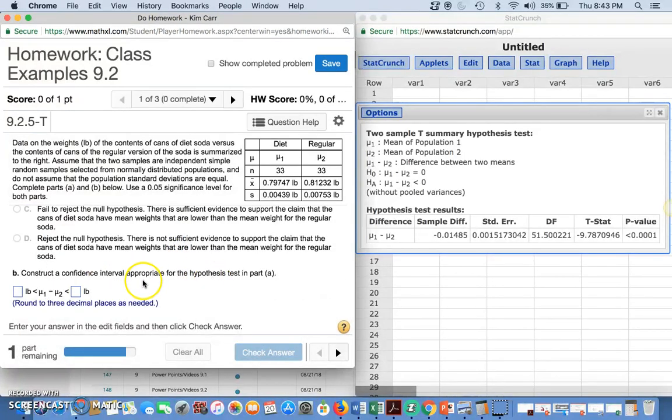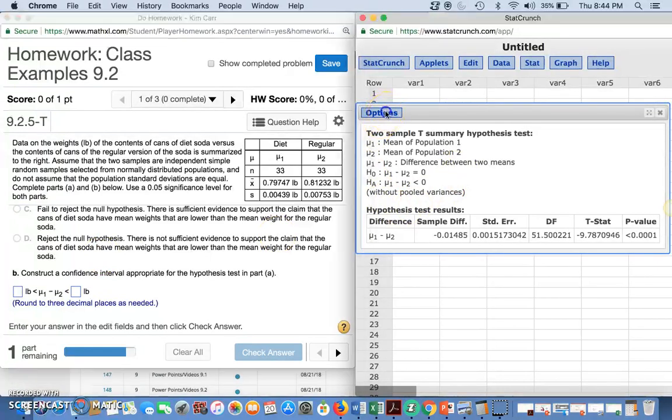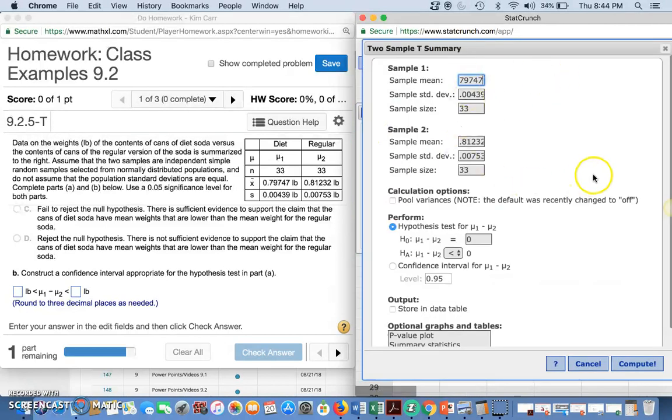Okay, now part B wants you to take the same test and same data and use it in a confidence interval. So go to options. We can edit. Since we've already got it all in, we don't want to have to put it back in. We want to go to the confidence level, and it says to use the 0.05 significance. That's the 95%.